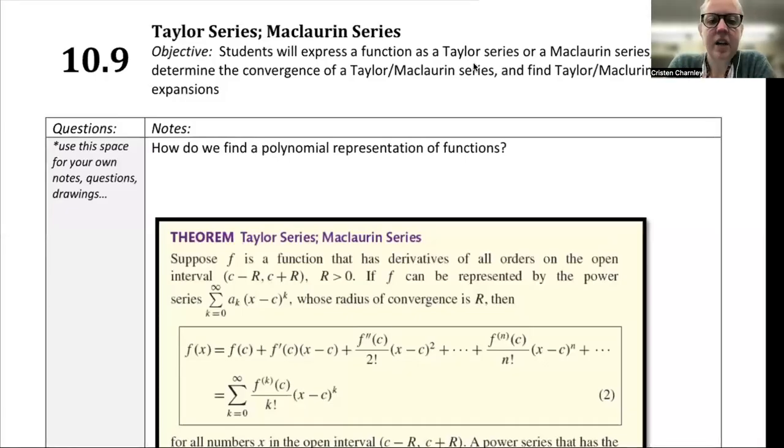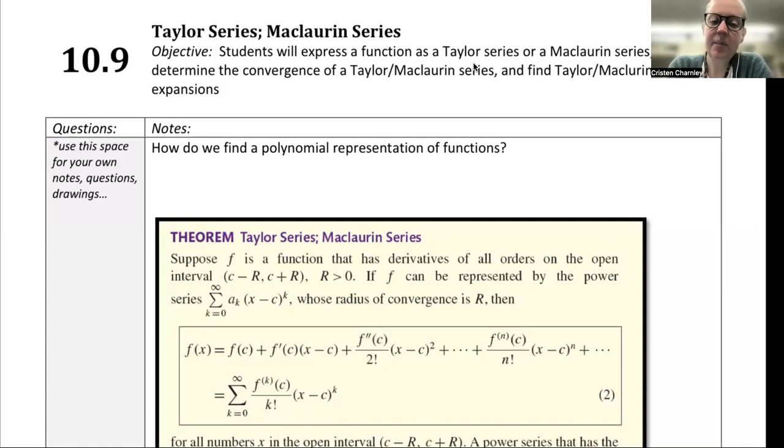Hello, today we are looking at section 10.9, Taylor series and Maclaurin series. They really come from the same place, but Maclaurin series are centered at 0, and we'll discuss what that means in a few minutes. Students will express a function as a Taylor series or Maclaurin series, determine the convergence of a Taylor series or Maclaurin series, and find Taylor or Maclaurin series expansions.